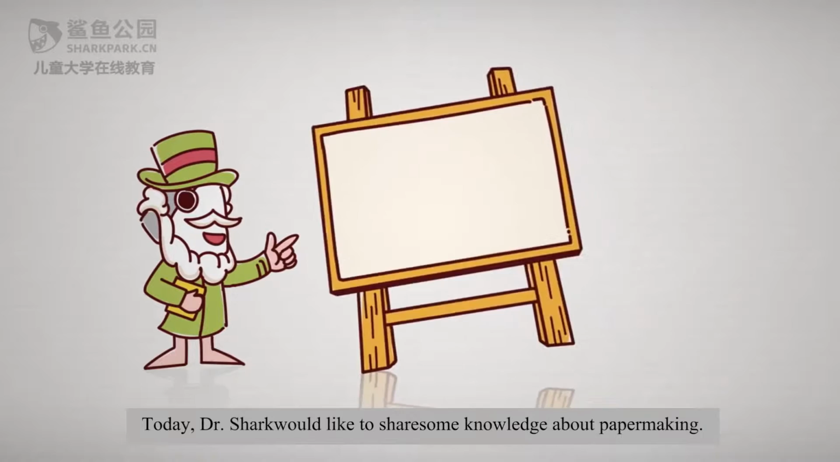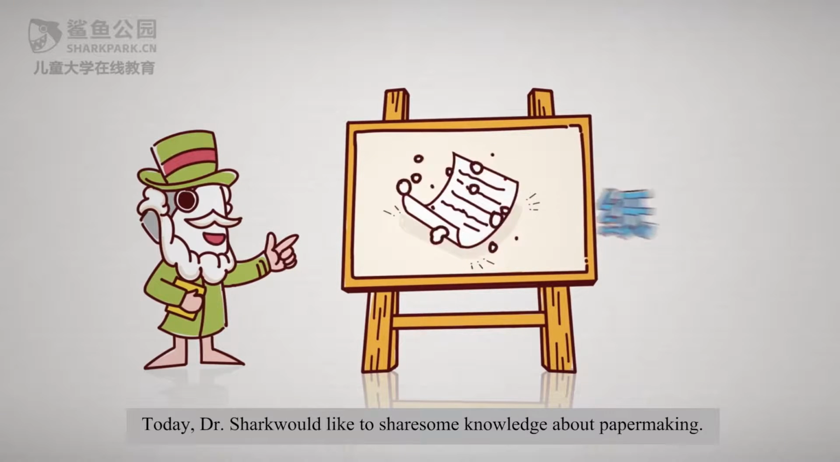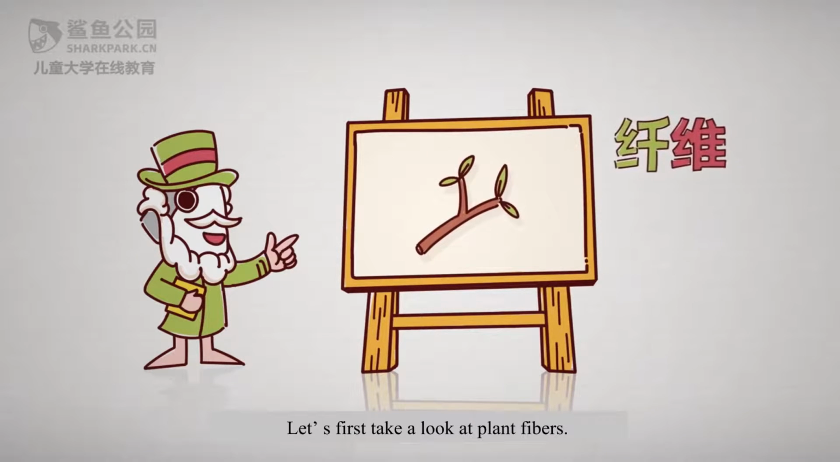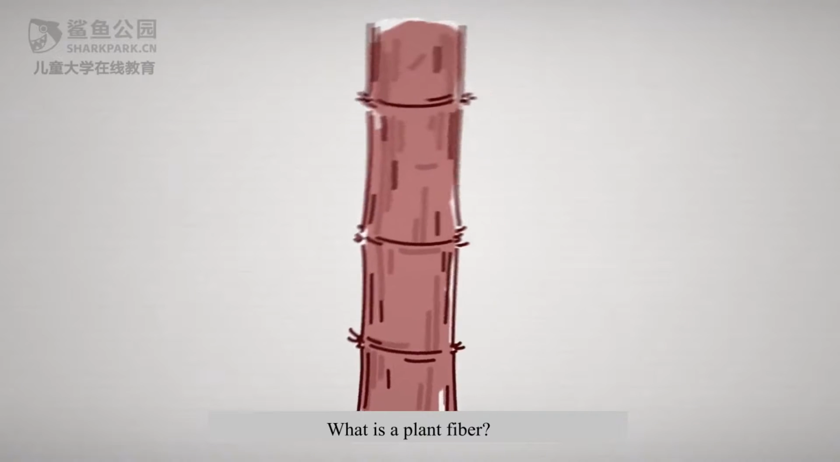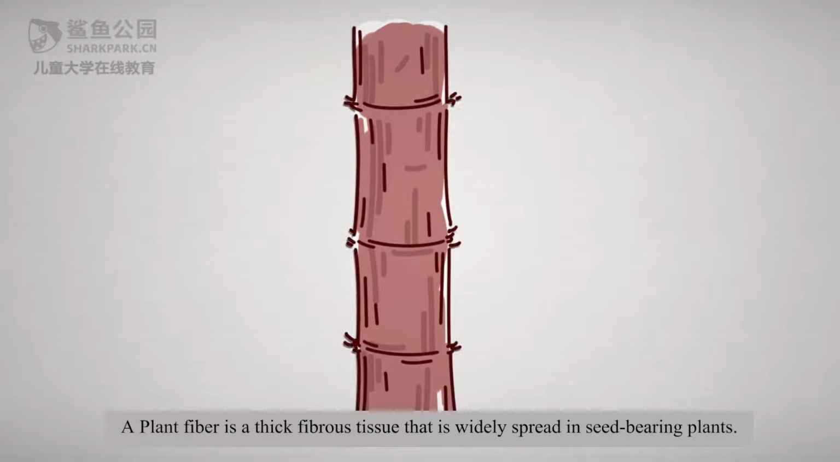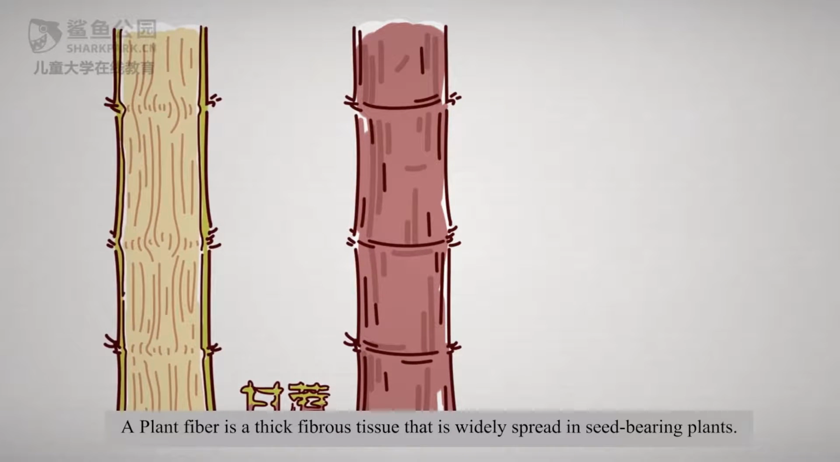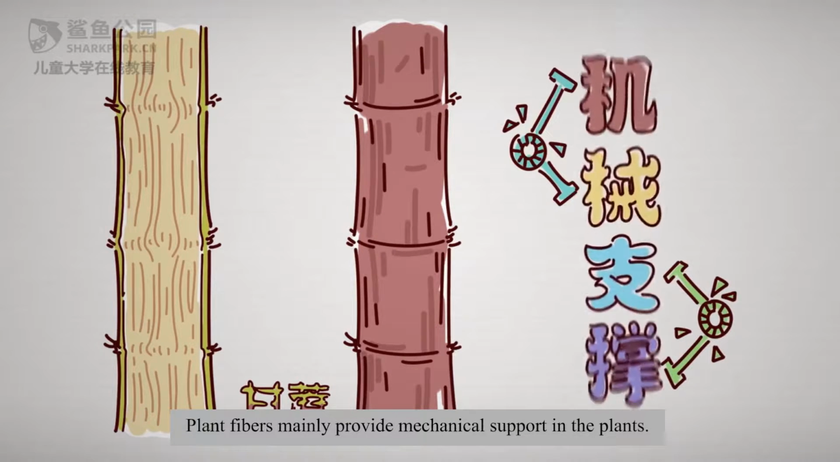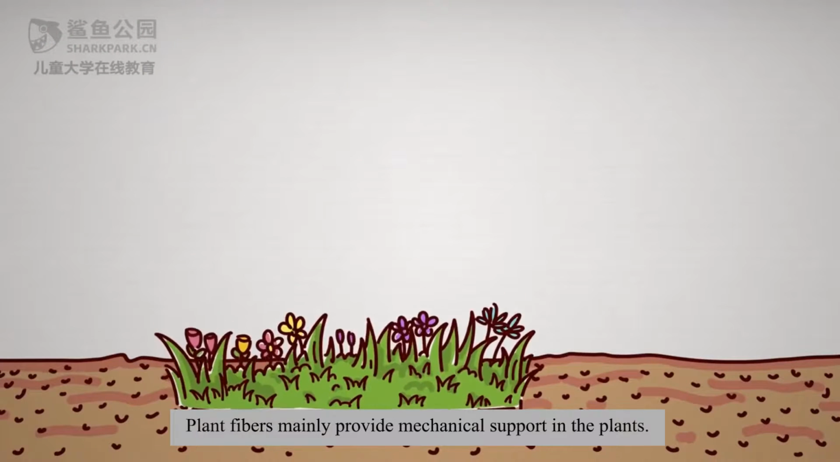Today, Dr. Shark would like to share some knowledge about papermaking. Before talking about papermaking, let's first take a look at plant fibers. What is a plant fiber? A plant fiber is a thick, fibrous tissue that is widely spread in seed-bearing plants. Plant fibers mainly provide mechanical support in the plants.